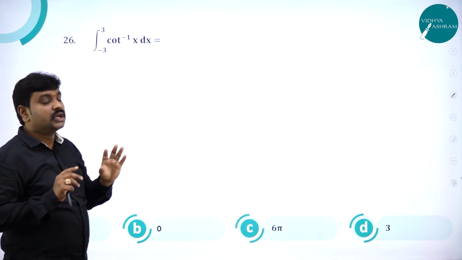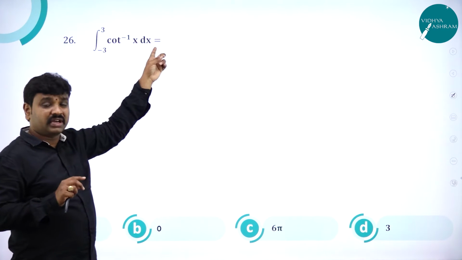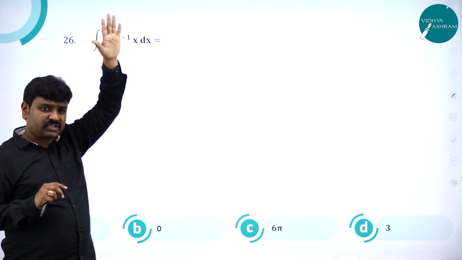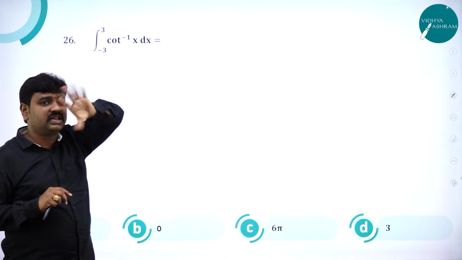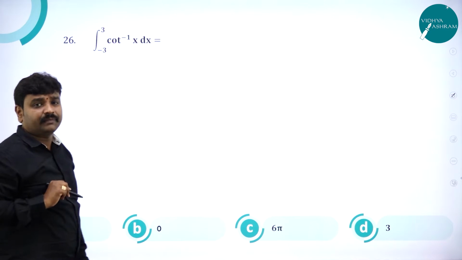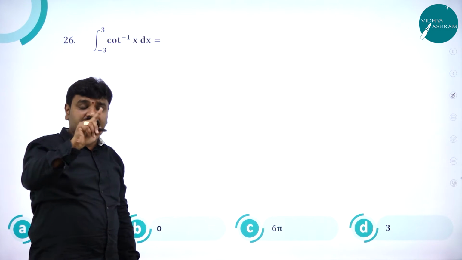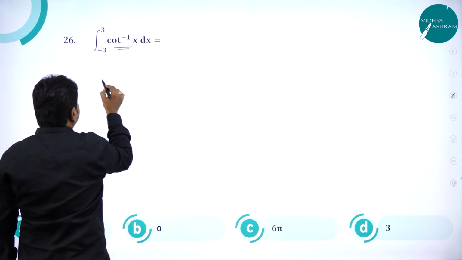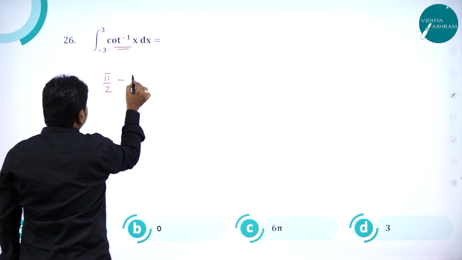So that is ruled out. All of you know cot inverse of minus x is pi minus cot inverse x. It is neither even nor odd, so I will convert this to tan inverse. We have a result in inverse trigonometry: tan inverse x plus cot inverse x is pi by 2. Instead of cot inverse x, can I write it as 90 degrees minus tan inverse x?